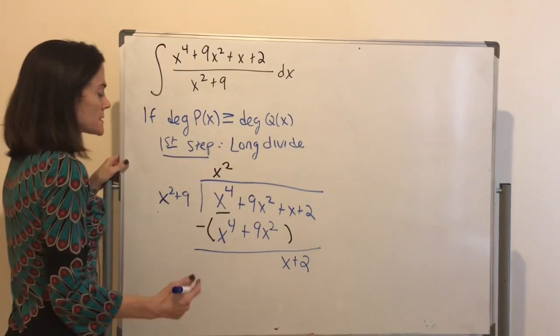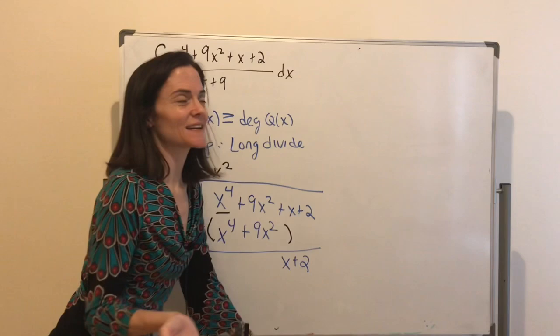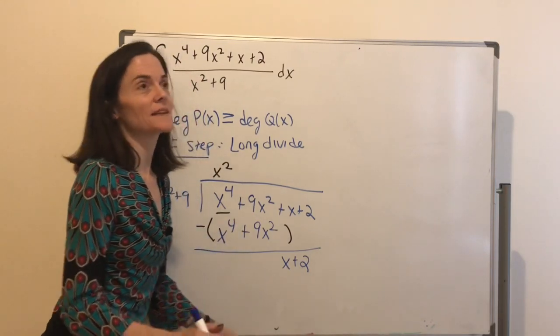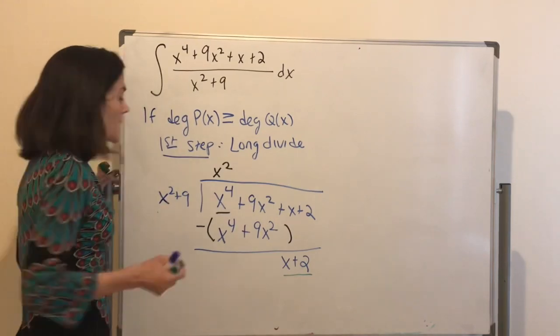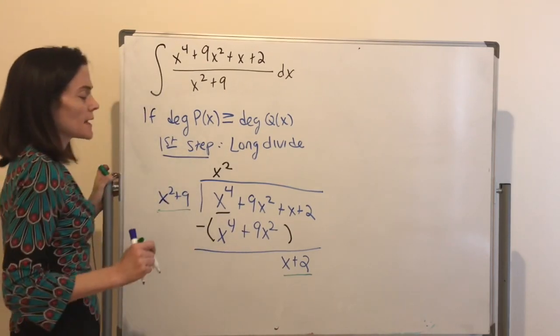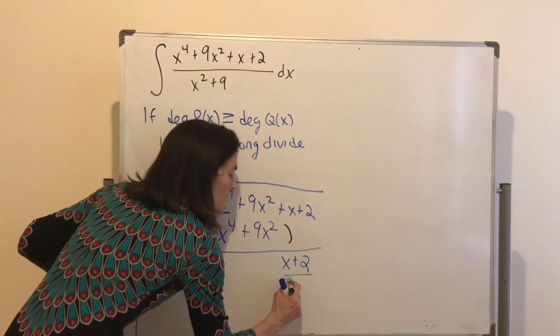But you notice, and this is what I said, I was not going to do a terribly involved long division, but you do notice here that this degree is strictly less than this degree, and so we are finished. This will be the remainder.